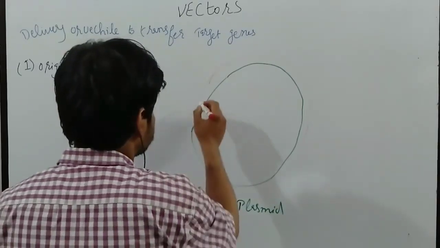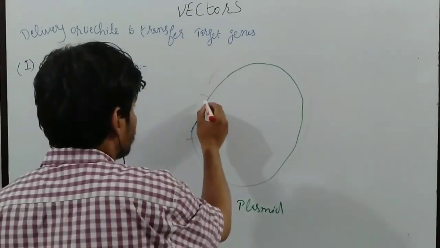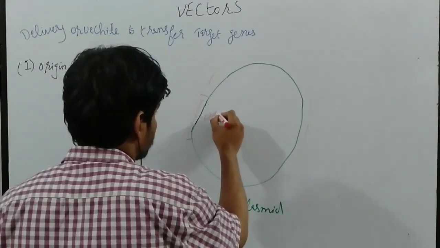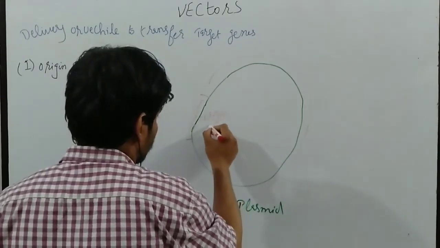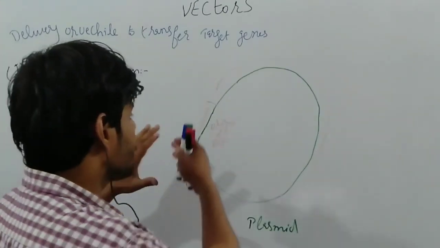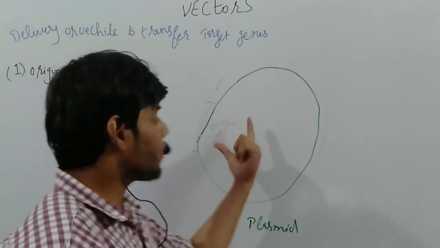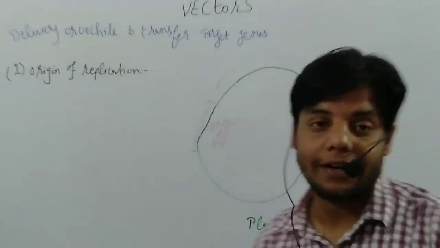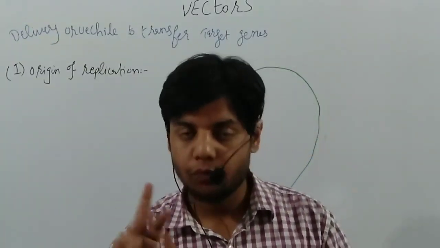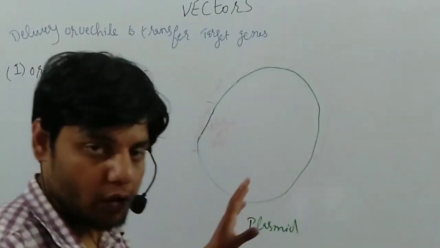So let's say these are the origin of replication. A vector should have a specific area where the replication is started. When the vector has an origin of replication, then we call that genome a vector. When it doesn't have an origin of replication, we don't call it a vector. So for a vector, it should have an origin of replication.